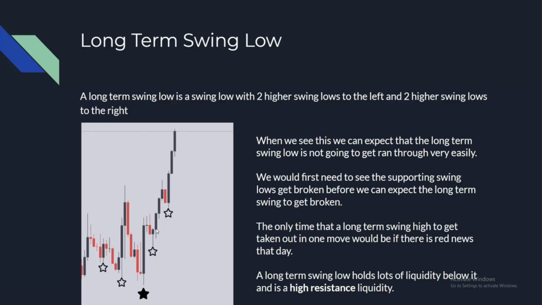There's a 3 candle formation. The one in the middle has the lowest low. That's what makes it a swing low. Same here, 3 candles. This red one, black and black, and the one in the middle has the lowest low. And obviously a long-term swing low is going to hold a lot of liquidity below it.